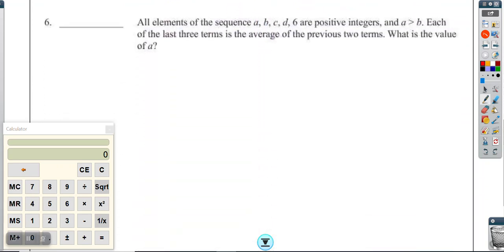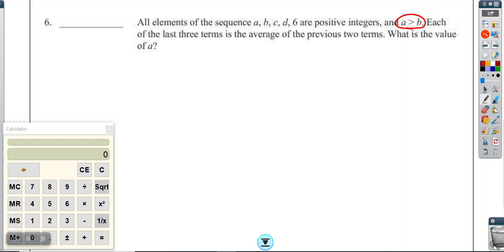All right. This is where things start to get a little bit interesting. All the elements of a sequence, A, B, C, D, and 6, are positive integers. And A is greater than B. So this is going to be important, because this is telling me that there are going to be multiple solutions, but we only want the solution where A is bigger than B. Each of the last 3 terms is the average of the previous 2 terms.